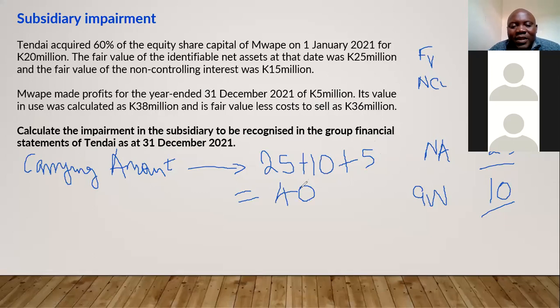Net assets at acquisition. Then you have the goodwill. Then you have your profit. That gives you your carrying amount. Is it okay? Or do you need further explanations?